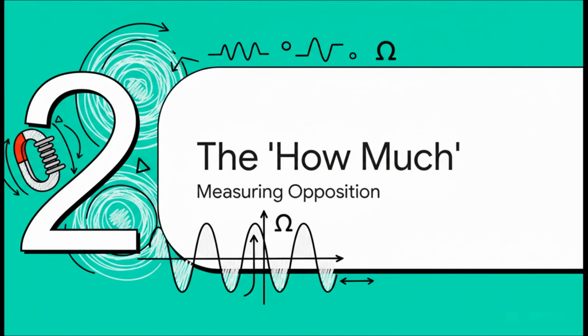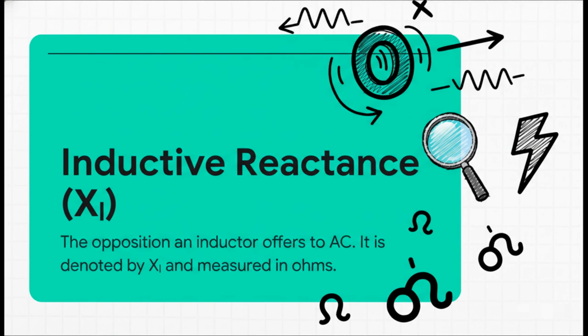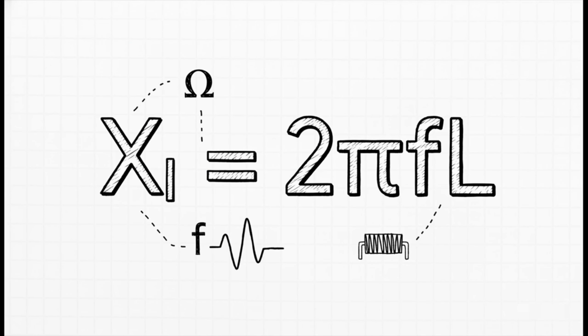Okay, so we know the inductor fights back, but how can we measure that opposition? It's not the same as the simple resistance you see in DC circuits. In the world of AC, this kind of opposition gets its own special name. We call this opposition inductive reactance, and we use the symbol X with a subscript L to represent it. And even though it's a different concept from resistance, we actually measure it in the very same unit, ohms. This is the number that tells us exactly how much an inductor is going to push back against the flow of alternating current.